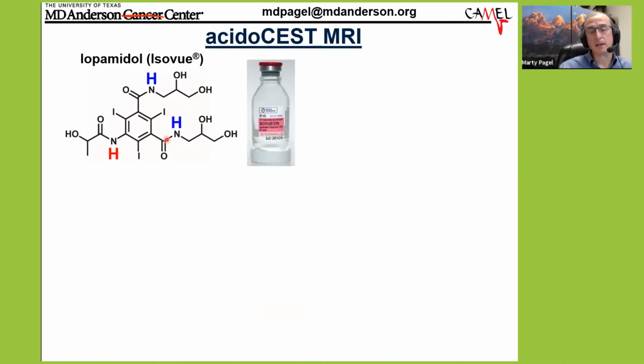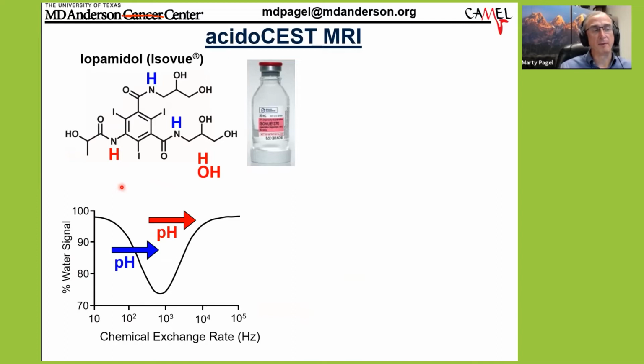So how are we measuring pH? Well, this molecule, iopamidol, does have these hydrogen atoms that are exchangeable. A hydroxide ion can diffuse past the molecule, grab that hydrogen, and a new hydrogen atom takes its place.